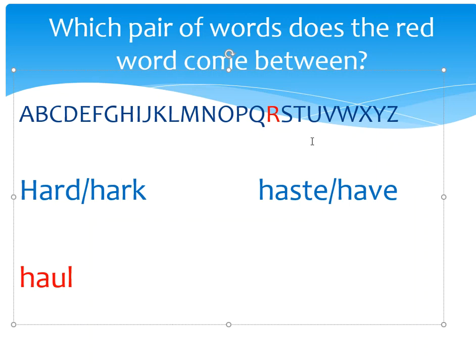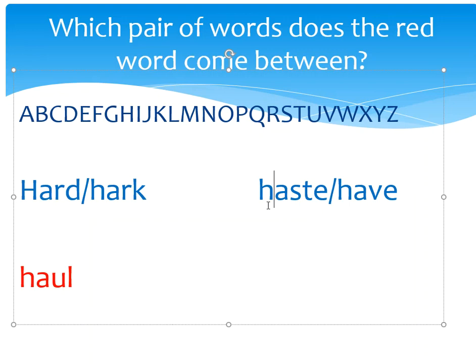Now, can haul, H-A-U, can a word that has the letter U in it, can that fall between two R words? Can the U fall between an R? So this word has to come first. Hard has to come first, which it does come first before haul, but does the word hark come after the word haul? No, the word haul comes after that second word hark. So therefore this one is wrong. The first set, hard and hark.